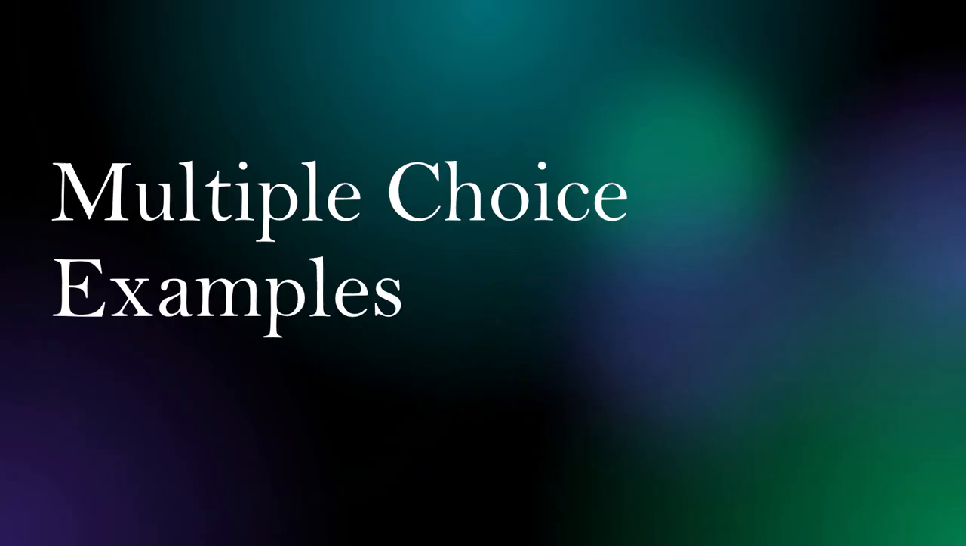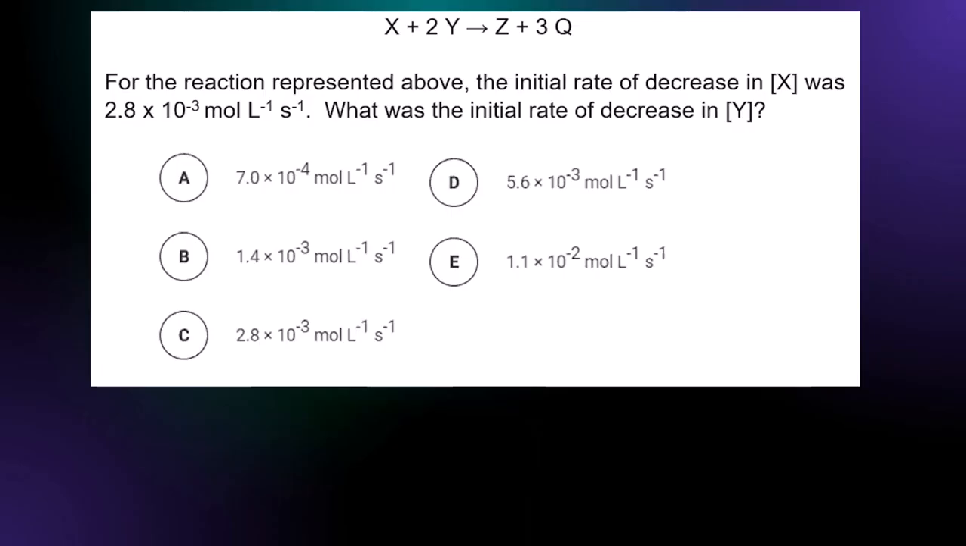All right, so let's go ahead and look at some multiple choice examples on how this might show up in questions. So this first one: for the reaction represented above, the initial rate of decrease in the concentration of X was 2.8 times 10 to the negative third. What's the initial rate of decrease in Y? Well, if we look at our equation, you should see that we have X as having no coefficient, Y having 2. So that means that Y is going to decrease at 2 times the rate that X is decreasing. So all you have to do is take this number, multiply it by 2, and once you do that, you should get D, 5.6 times 10 to the negative third.